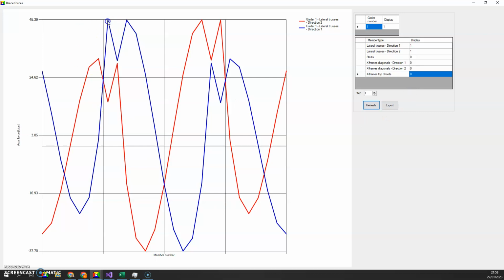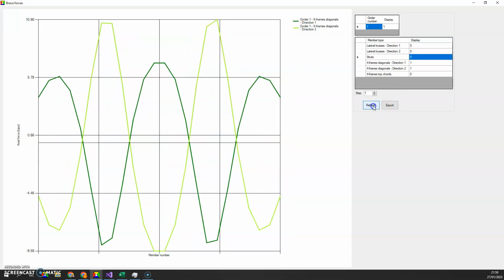It's not a huge force, but this will be the design force for that member. And in tension, that force is actually slightly higher. It's about 45 kips. Of course, the pattern is symmetrical because the bridge is symmetrical. Now, if we want to check, say, the forces in the cross frame diagonals, we may enter ones here and zeros up here and then hit refresh, and we would see that these cross frame forces are slightly lower. They are equal to about 11 kips in tension and minus 10 kips in compression.